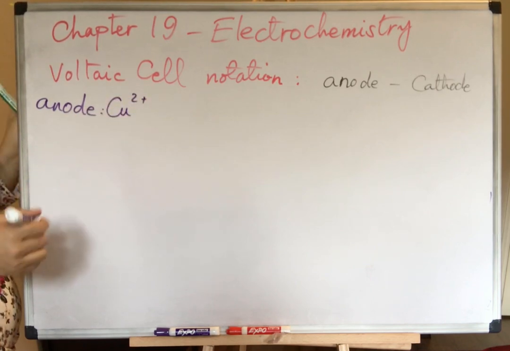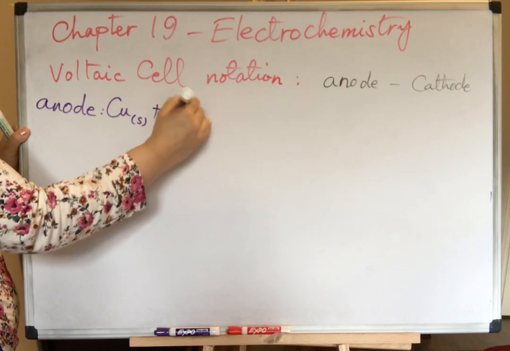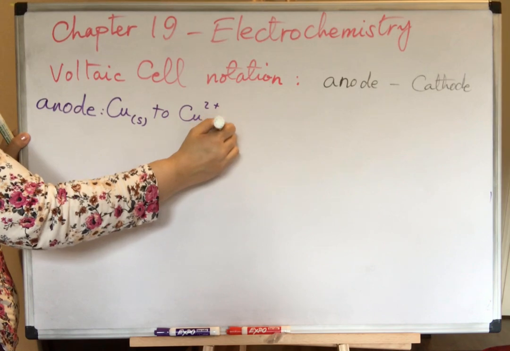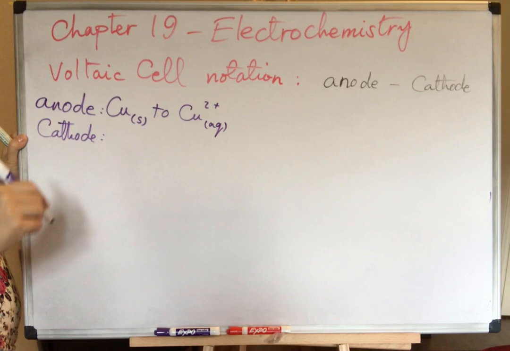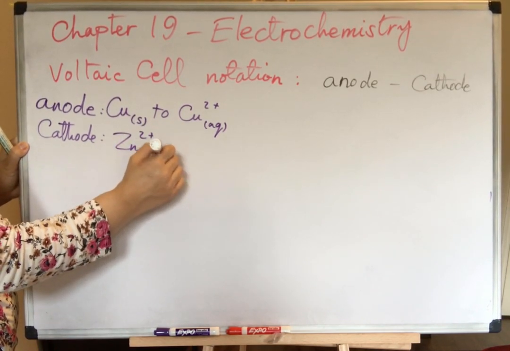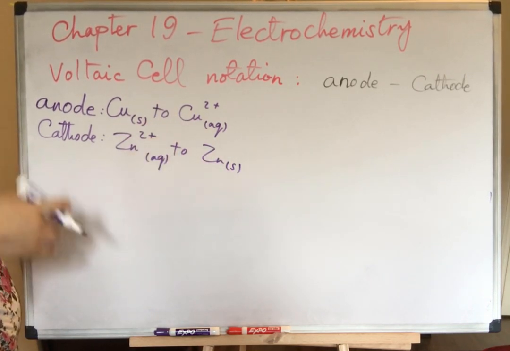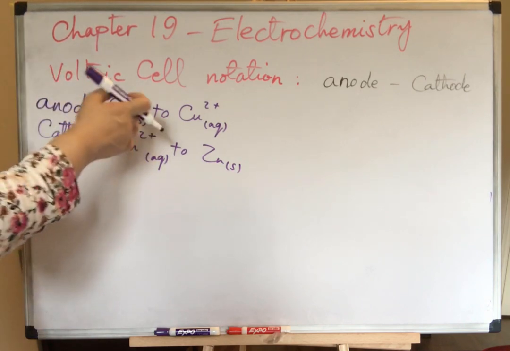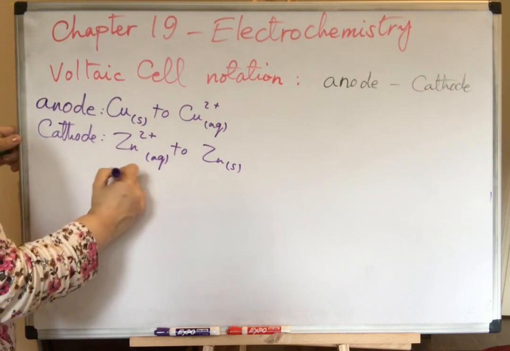Copper to copper ion. It's oxidation, right? Happens in anode. And in cathode we have zinc 2 plus to zinc. So we're supposed to write the cell notation. Anode comes first on the left side and then the cathode. So we start with the metal or electrode.